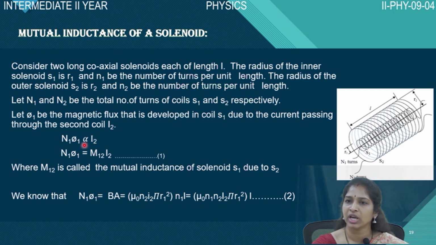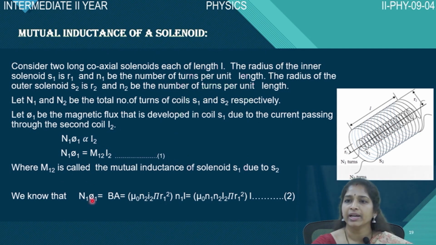Now, if we remove this proportionality, we know we will get a constant. So remove the proportionality and write the constant. Here the constant, I am not writing it as M. It is M12. Why M12? We have already written here, the flux developed in S1 due to current passing through S2. That is why we write it as M12. So what is M12? M12 is the mutual inductance of solenoid S1 due to S2. Due to the current passing through S2 only, flux is developed in the solenoid S1. So this constant is M12. Consider this as equation 1.